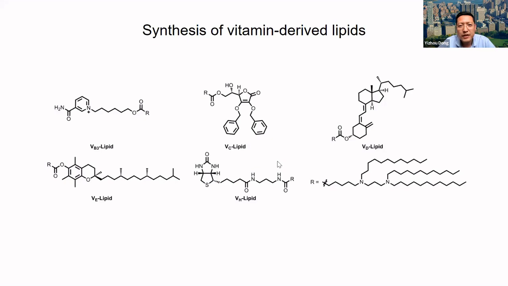And here are some examples. We synthesized vitamin-derived lipids here, such as vitamin B3, VC, VD, VH. We installed amino groups which can interact with messenger RNA under acidic conditions. And then we performed multiple rounds of optimization and examination in macrophage cell models.